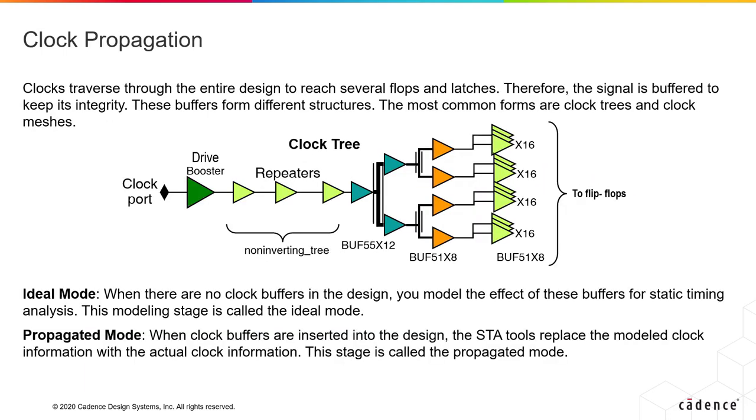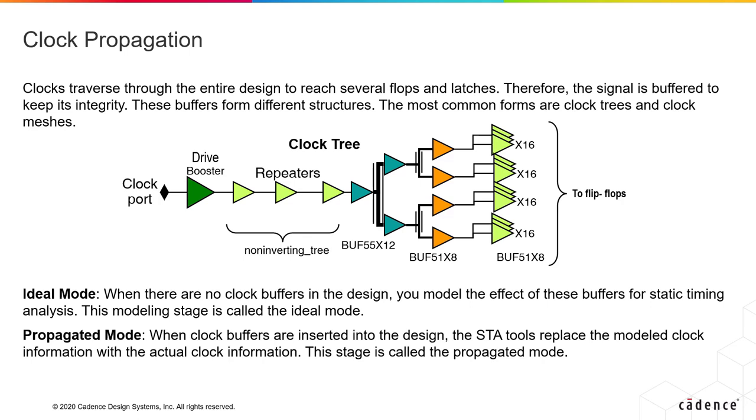In any design, a clock triggers several flops and latches. These clocks are considered high fan-out nets, and they need to reach or traverse the entire design to reach these flops and latches. To keep the integrity of the clock signal, it needs to be constantly buffered, and these buffers can be in different structures.